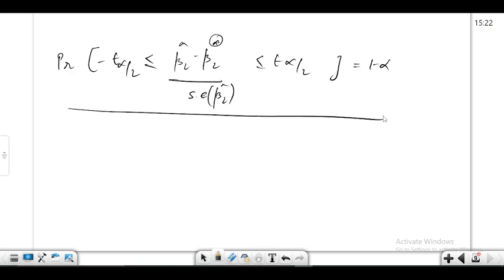So I can rearrange this term, and it can look in a different way, which we have seen in the previous video. So I'm not solving it. So the interval will come around beta 2 hat, which is different from the previous confidence interval approach where the interval was around beta 2 values. So the interval that we are creating here is around beta 2 hat values.